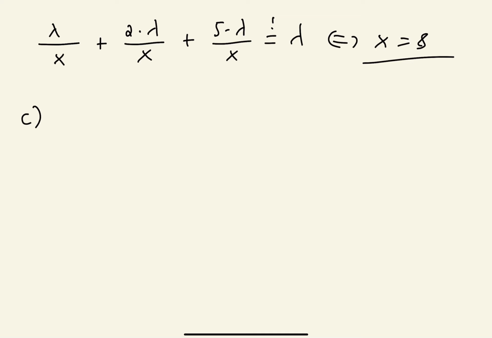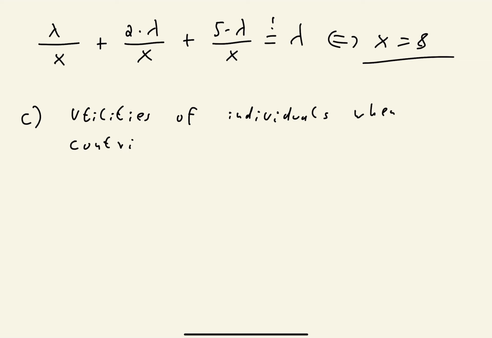And let us first of all write down the utilities of the individuals when they're contributing some amount xi, which is weakly larger than 0, and weakly smaller than their endowment.